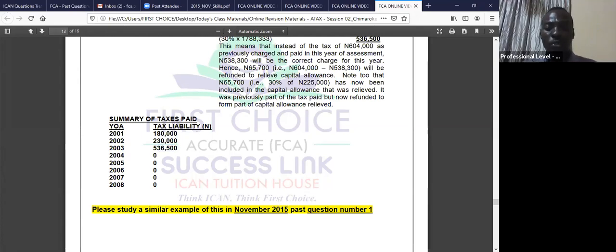Now, I want you to see a similar example. Sorry, this 2015 past question paper is for Skills, not professional level. I want you to go and check Skills 2015 November question number 1 to learn a similar example of how you can carry backward should something similar come in the exam. So this is Skills November 2015. So you can write it down. So don't go and say, professional level, I didn't see it. Forgot to write it, it's Skills.